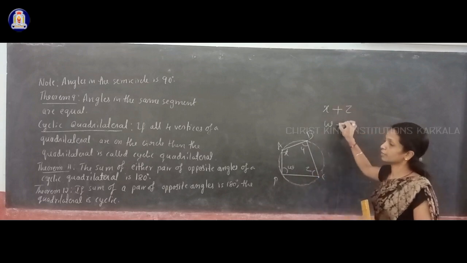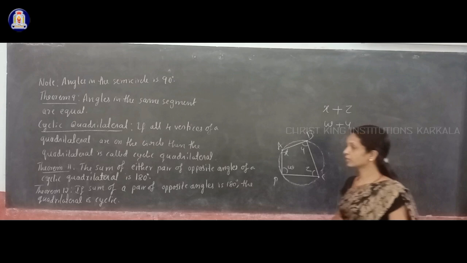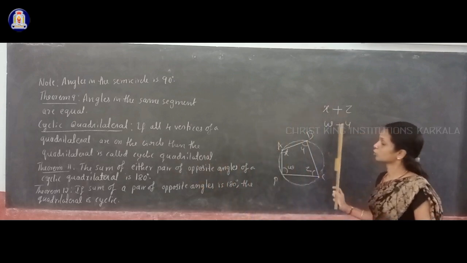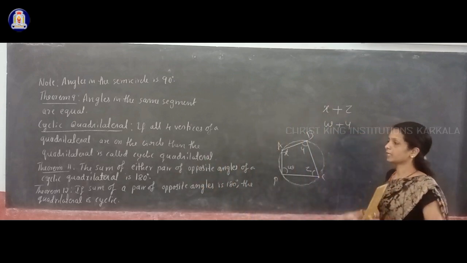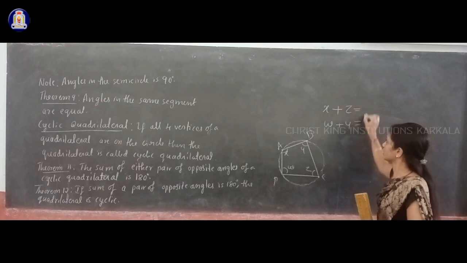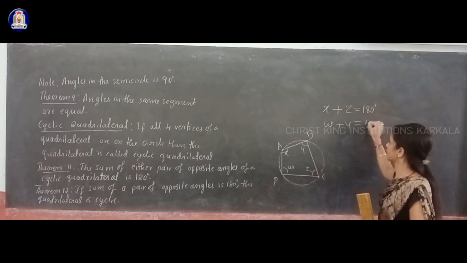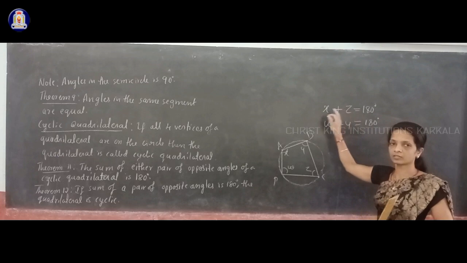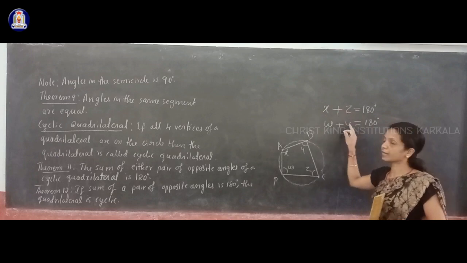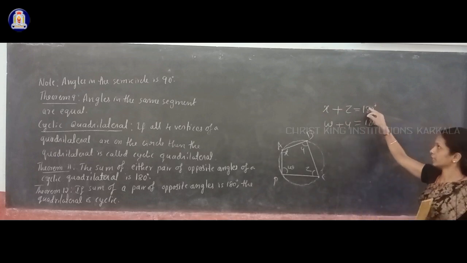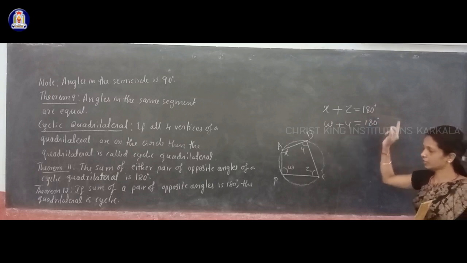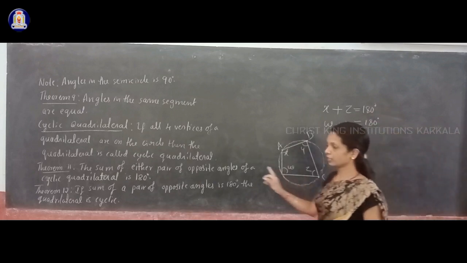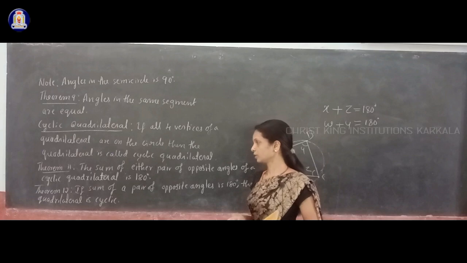What the theorem says is that the sum of either pair, meaning both pairs, of opposite angles is how much? 180 degree. That is only in a cyclic quadrilateral. Okay, the sum of opposite angles is 180 degree in a cyclic quadrilateral. That is about theorem number 11.